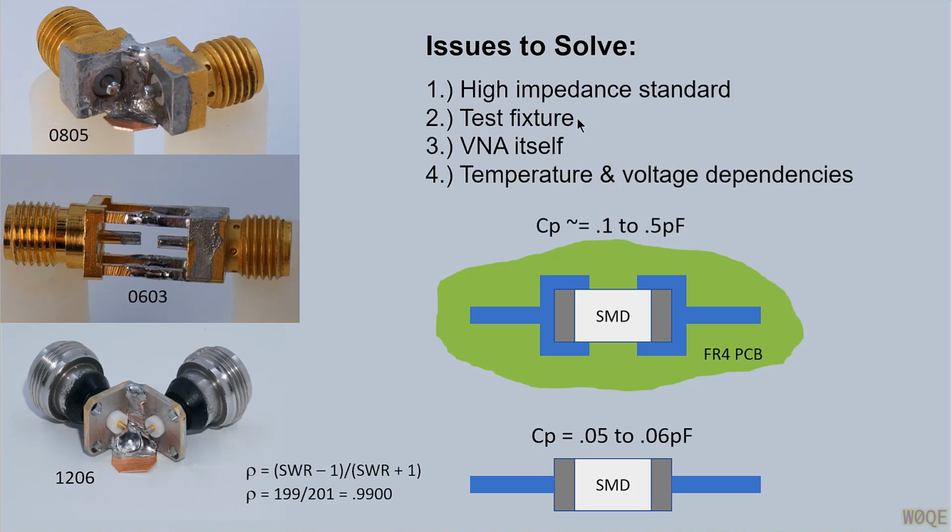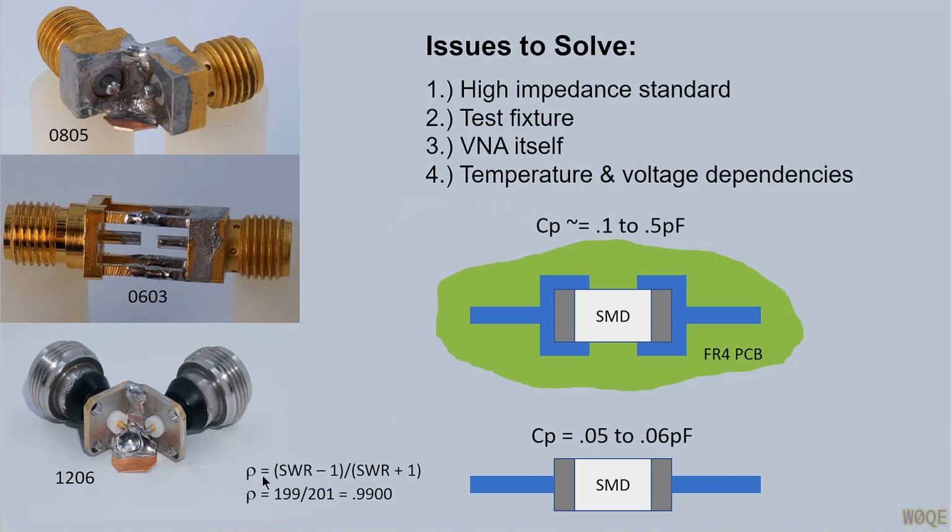Second thing is, we're going to need a test fixture of some sort to hold this standard. The test fixture itself either needs to contribute nothing to the high impedance standard that we have, or a predictable amount that we can compensate for. Thirdly, we make the measurement with the VNA. And finally, we make measurements of temperature and voltage dependencies, because we're trying to measure something that's pretty hard to measure. And that's a reflection coefficient of 0.99.